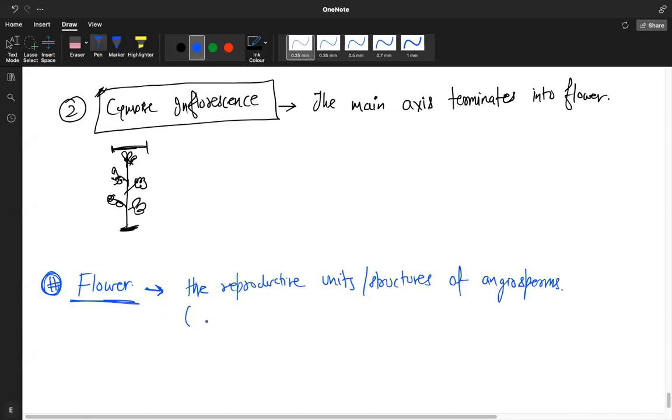By reproductive unit, I mean they are only produced for one purpose. They have just one function. They are only produced for sexual reproduction of flowering plants, which are angiosperms. No other motive. Okay.